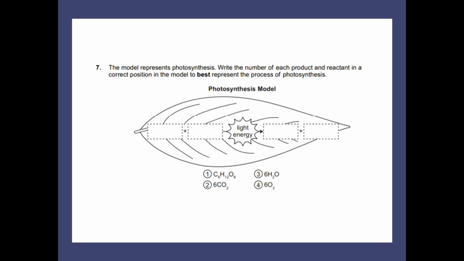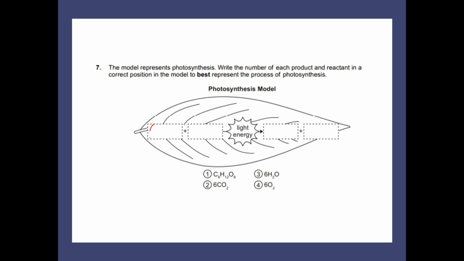Okay, here, so this says the model represents photosynthesis. Write the number of each product and reactant in a correct position in the model to best represent the process of photosynthesis. So we just basically are going to write out the equation of photosynthesis here, and let me go ahead and do that for you.